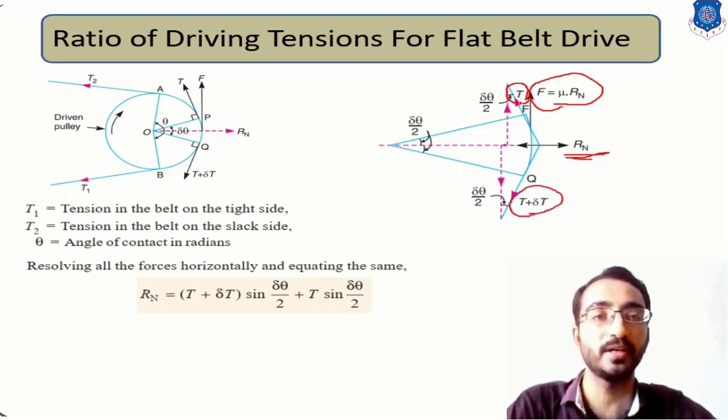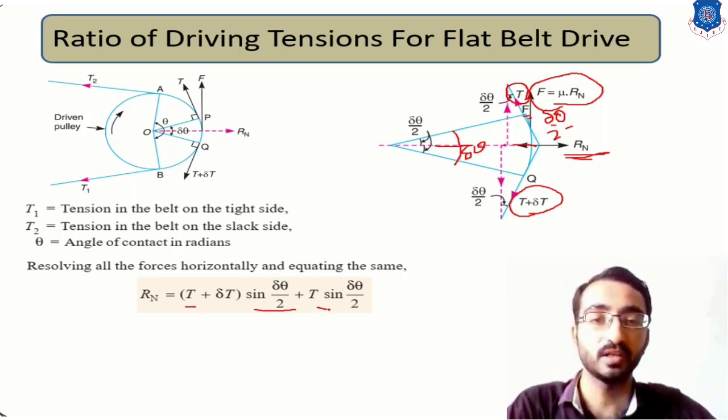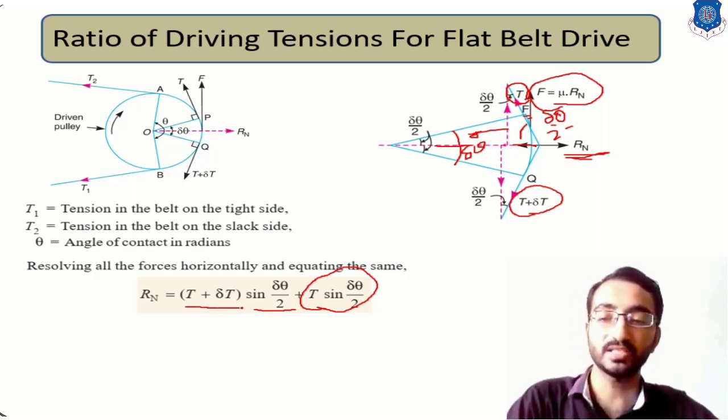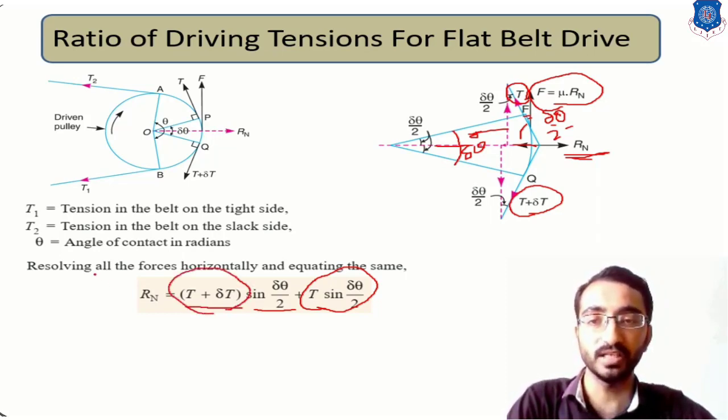Now if we take the component of this belt tension T, the belt tension T is making an angle delta theta by 2 over here. If you consider the symmetry, the total angle we assumed is delta theta, so the half angle is delta theta by 2, and a similar angle is produced on the other side, again delta theta by 2. So we have to consider the component of T as T sin delta theta by 2, which is the horizontal component of this force. Similarly, for the bottom section, the second component is T plus delta T into sin delta theta by 2. In this way we can achieve the horizontal equilibrium equation.